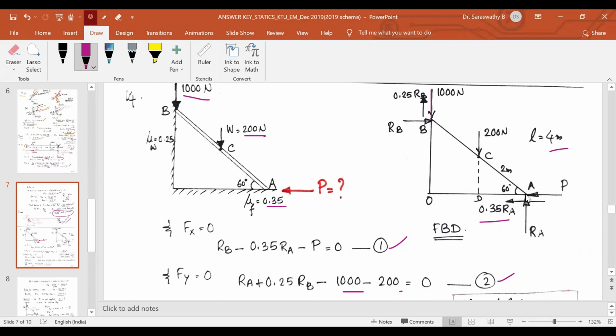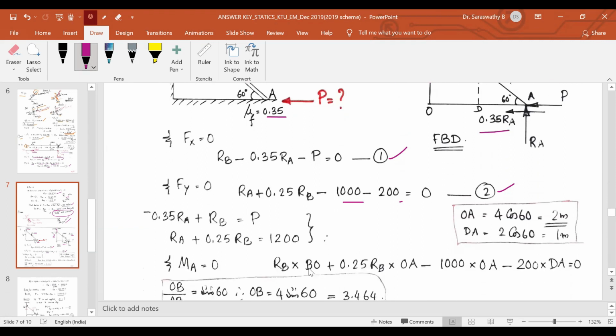Taking moment about point A, first of all, this RB into the perpendicular distance from point A to the line of action. This is the perpendicular distance, OB. It produces a clockwise moment, RB into OB. Then this 0.25 RB also produces a clockwise moment. The perpendicular distance to the line of action of this 0.25 RB is OA. I have written here RB into OB, 0.25 RB into OA. Those are the two positive moments.